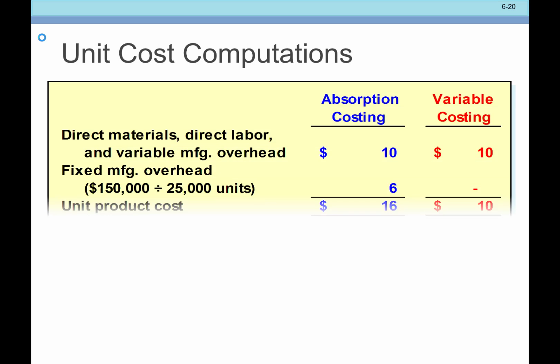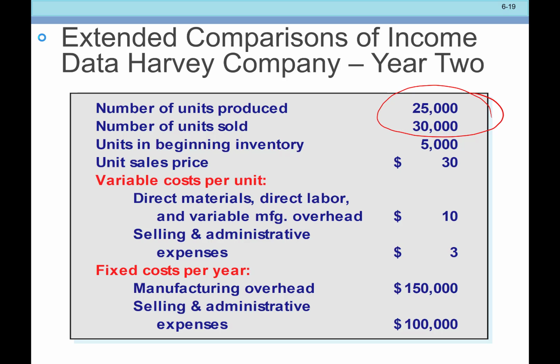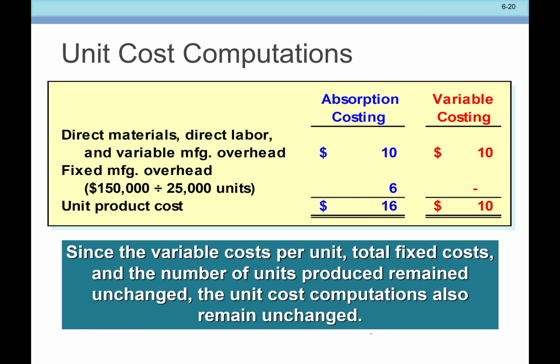Okay, so again, just to remind ourselves of the fact pattern here, sales price is $30 per unit. Our direct materials, direct labor, and our variable manufacturing overhead are $10. Our variable selling and administrative are $3, and our fixed manufacturing overhead is $150,000. Selling and administrative is $100,000. Okay, so we come over and we start to look at how we're going to break out our product cost here for our two different methods.